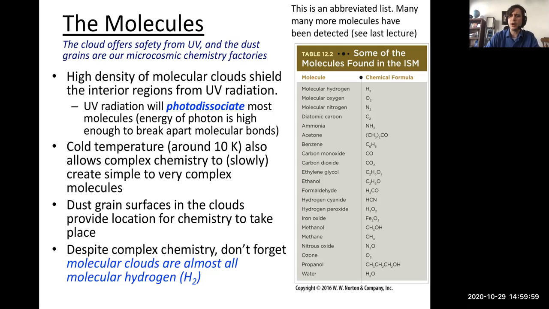So even though we talk about all the awesome molecules that are in molecular clouds, and we're about to realize the large number of all of these, especially molecules like formaldehyde and carbon monoxide, even though all of this rich amount of molecules are there, please don't forget that molecular clouds are almost entirely made out of molecular hydrogen. That's 99% of the mass of these things. So please remember that these are made out of molecular hydrogen.